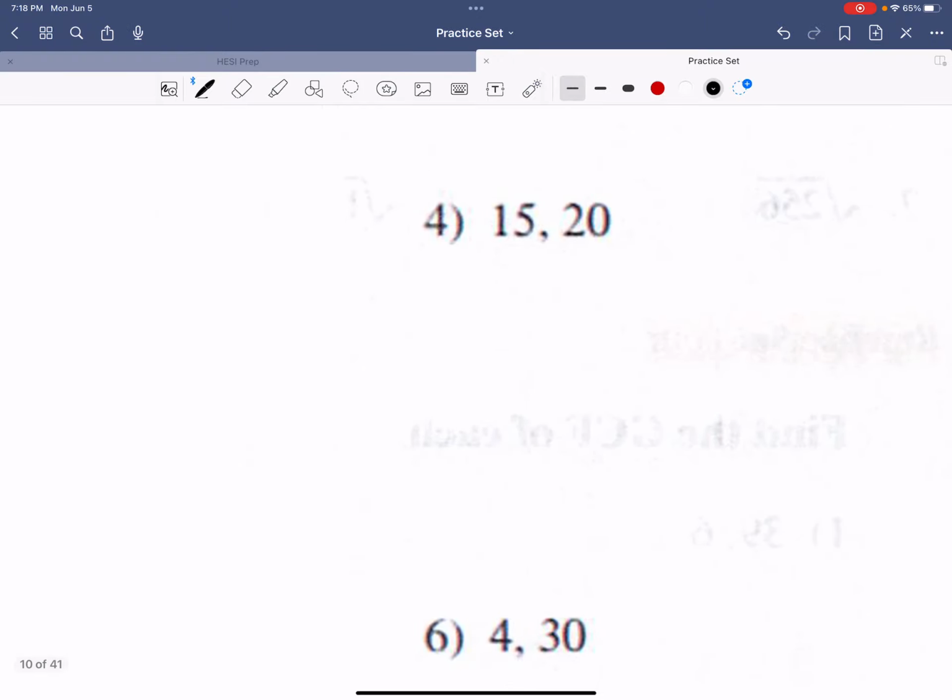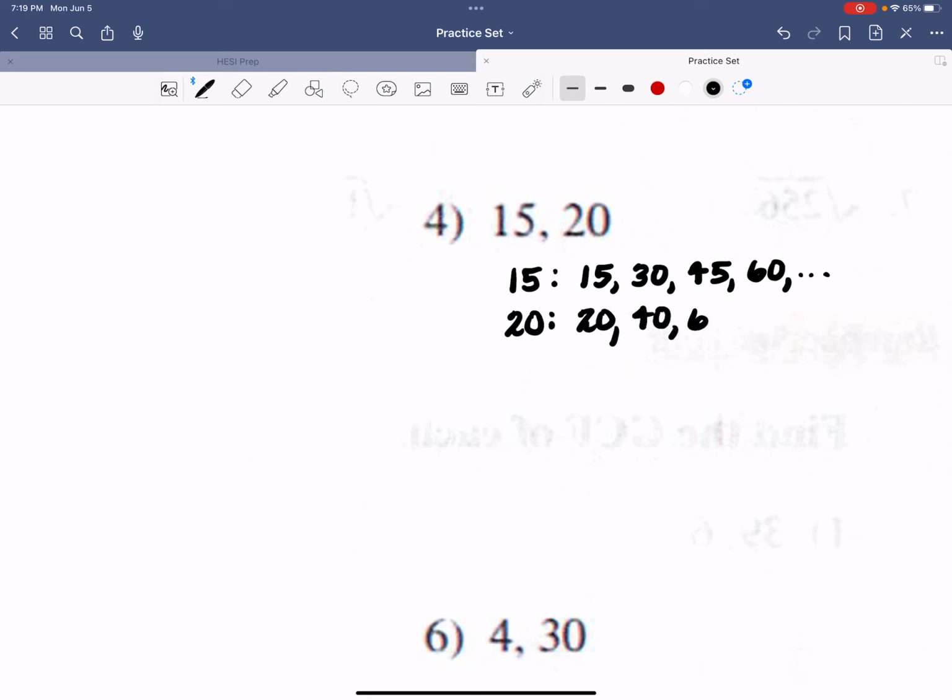Number 4, we have a 15 and a 20, and I'm going to run that smaller one first. So 15, 30, 45, 60. There it is. 20, 40, 60. This is a very good way to review your times tables. But most people don't know the 15s. That's a tough one.